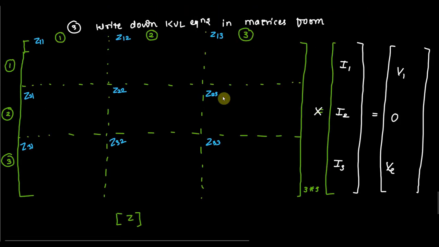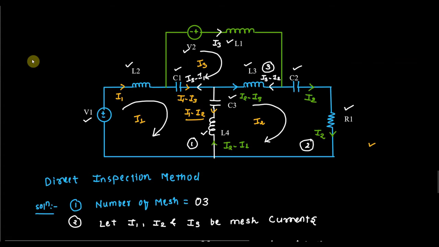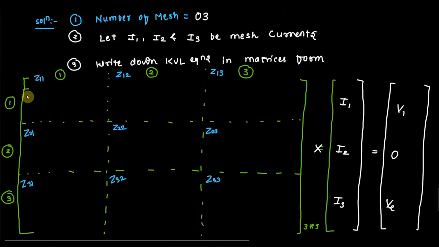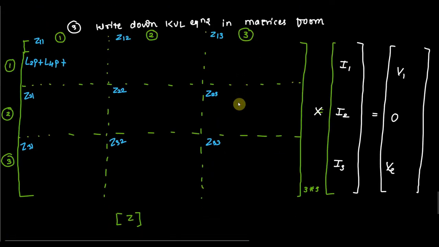So simply add this. Okay. So what is Z1? Sum of the elements present in mesh 1. So there are 4 elements, L2, L4. So I will write L2P plus L4P. We have to write in terms of P. There are 2 capacitors, C1 and C3, so it will be 1 upon C1P plus 1 upon C3P. Fine. So this is the first.